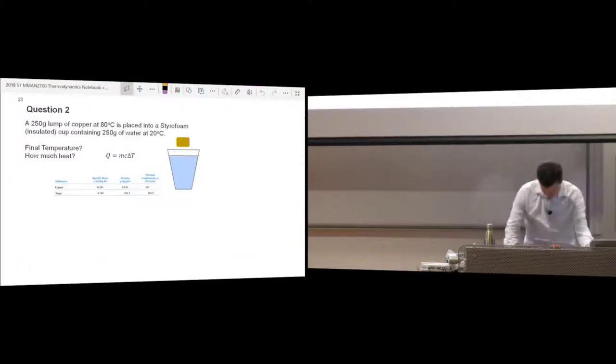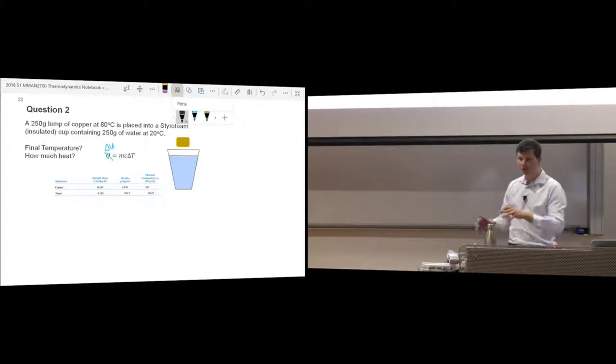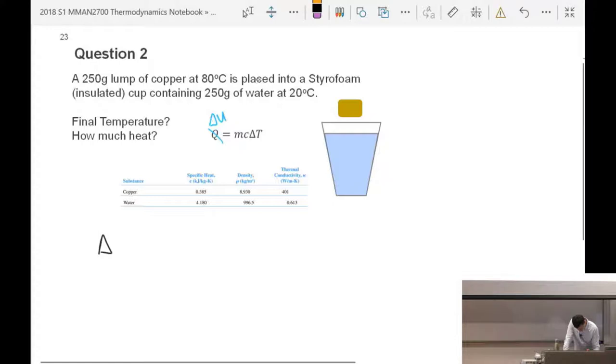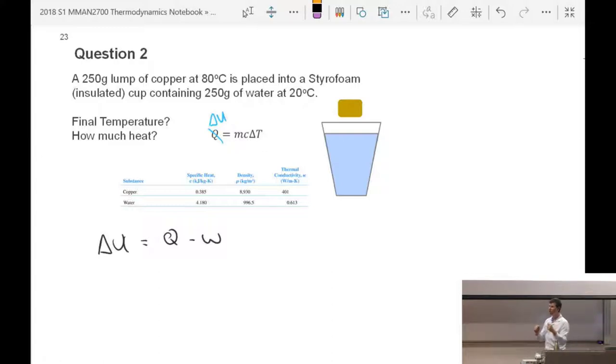Let's do some math. Call that delta U equals MCAT. Right, so because it's insulated, let's write out our delta U equals Q minus W. All right. How much heat is going across the system boundary? So how much heat's being added, or how much heat is being removed from the system? Zero. Good. The system's insulated, we're told.